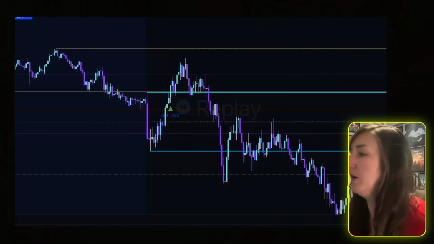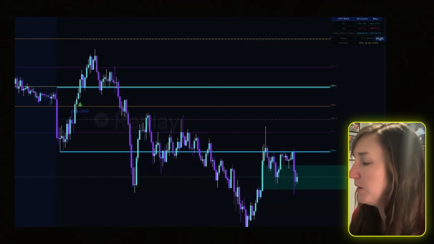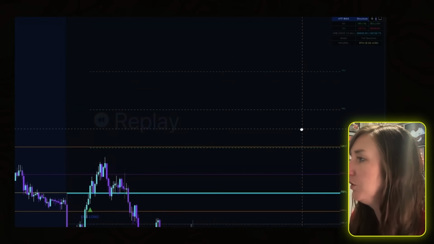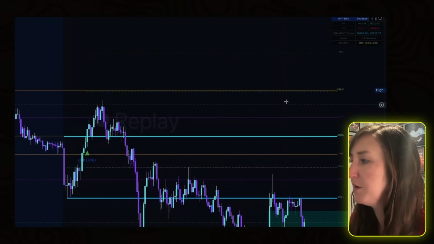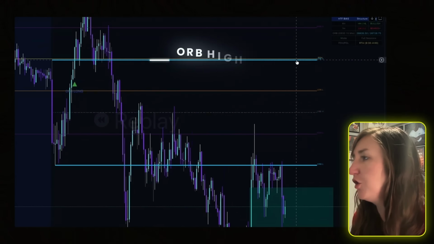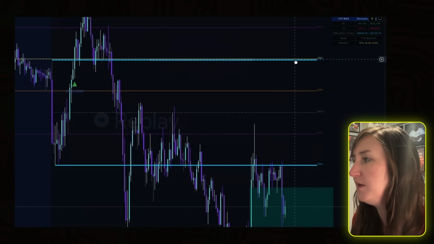But what is very nice about this ORB TradingView indicator is it does give you TP1, TP2, TP3 levels, depending on your risk tolerance or where you think price might go. Here is your ORB high, which aligned with previous day high today. That's this PDH yellow line.